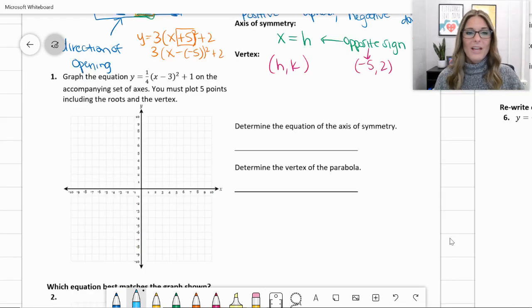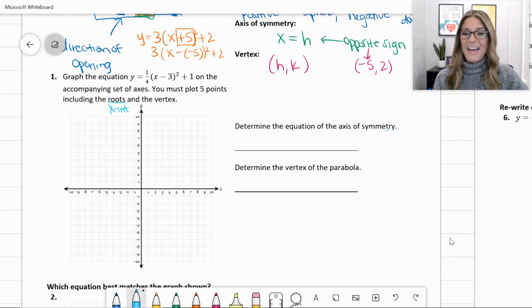Okay, let's look at number 1. Graph the equation y equals 1/4 times the quantity of x minus 3 squared plus 1 on the accompanying set of axes. You must plot 5 points, including the roots. Remember, those are your x-intercepts. And the vertex. So kind of the same setup on Delta Math as we did on the last lesson.